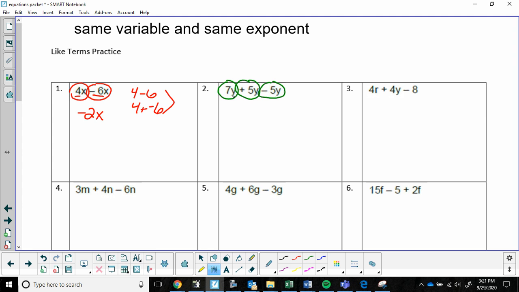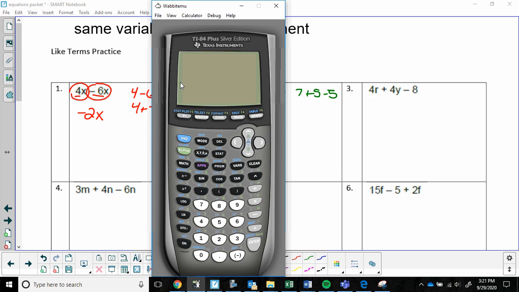So in this case now, instead of doing 2 coefficients, we're doing 3. So it would be 7 plus 5 minus 5. So this is what you would be doing in your head or on your calculator. This is what you'd be typing in. I can even show you. Let's pull up the calculator.